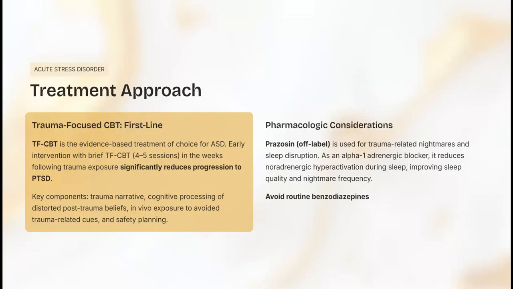Trauma-focused CBT is the gold standard evidence-based treatment for acute stress disorder. So trauma-focused CBT is the gold standard. Early intervention is so important. Even just 4 to 5 sessions in the weeks after trauma can significantly prevent progression to PTSD.